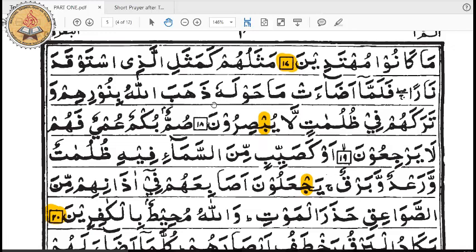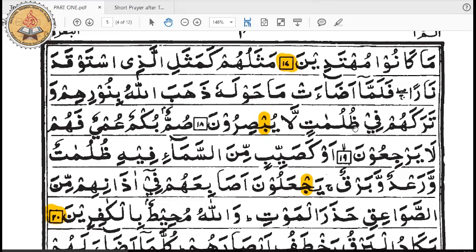له ذهب الله بنورهم وتركهم في ظلمات لا يبصرون. Well done, mashallah. That was really, really good. I'm really impressed, A1135. Mashallah, that was really, really good.